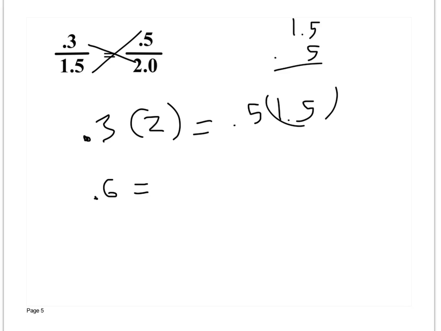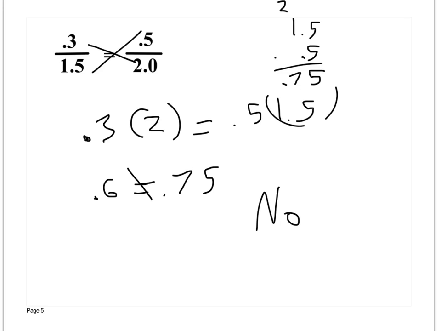Does anyone know what 5 times 5 is? 5 times 5 is 25. Okay, yeah. 75, we've got 2 decimal places, right? 0.5, 1.5. So is 0.6 equal to 0.75? No. Okay. They don't equal.